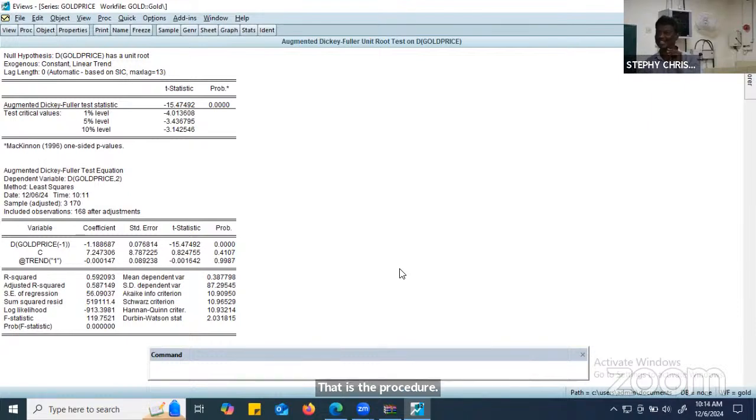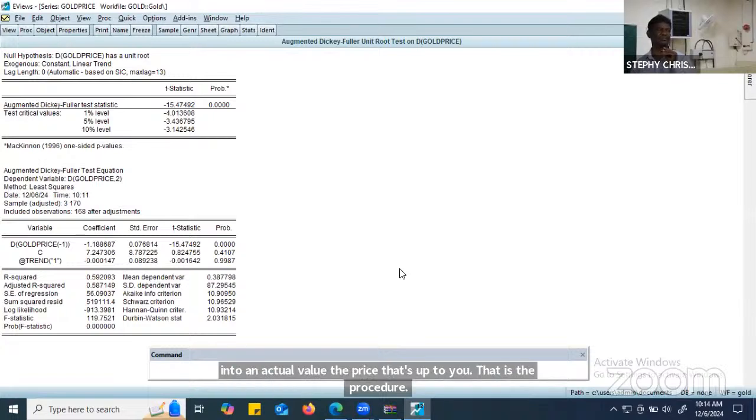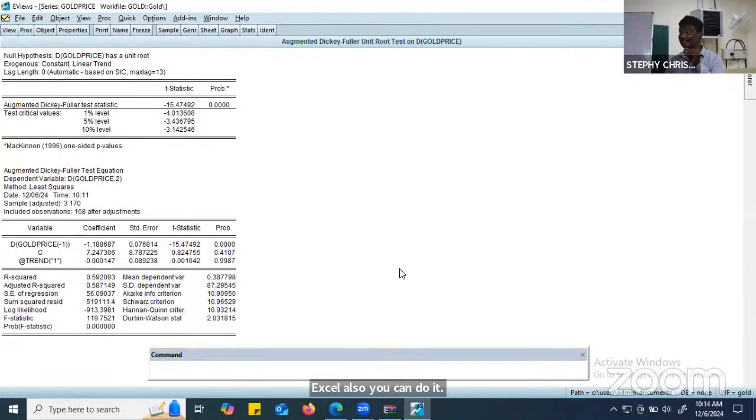Now you have to forecast the returns. You can't forecast the gold price because we are using ARIMA. First you forecast the returns. Can I convert the returns into the actual value, the price? That's up to you. That is the procedure. In Excel also you can do it. So you have to forecast using the returns. Now we found I is 1. Now how to identify?